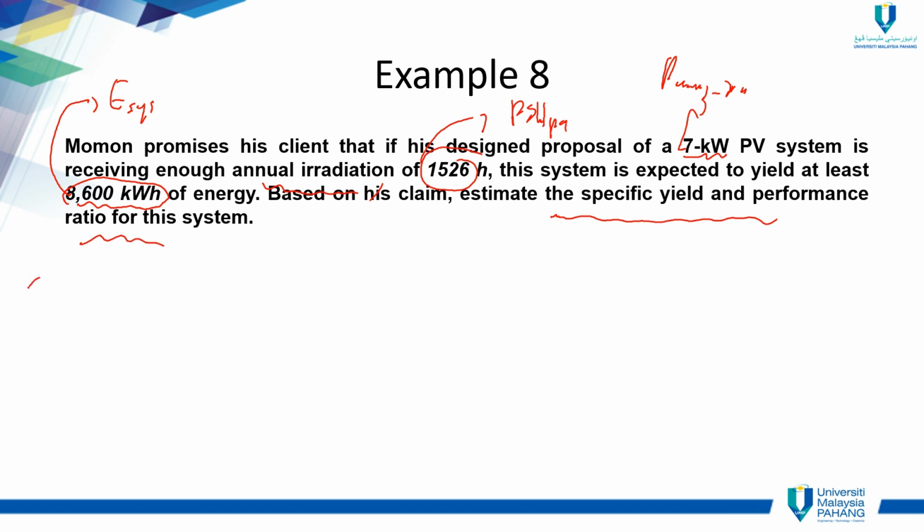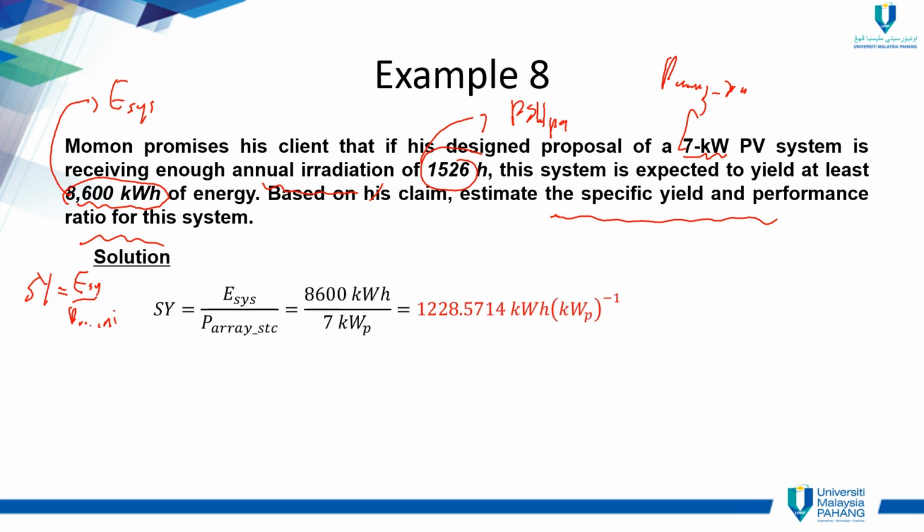We know the specific yield equation. It is E system over P array STC. So the E system is 8,600 kilowatt hour over 7 kilowatt peak. Then you get 1,228.5714 kilowatt hour per kilowatt peak. So this is the unit. Please remain as it is. Don't leave out the hour, it's wrong. Just leave it as kilowatt hour over kilowatt peak.